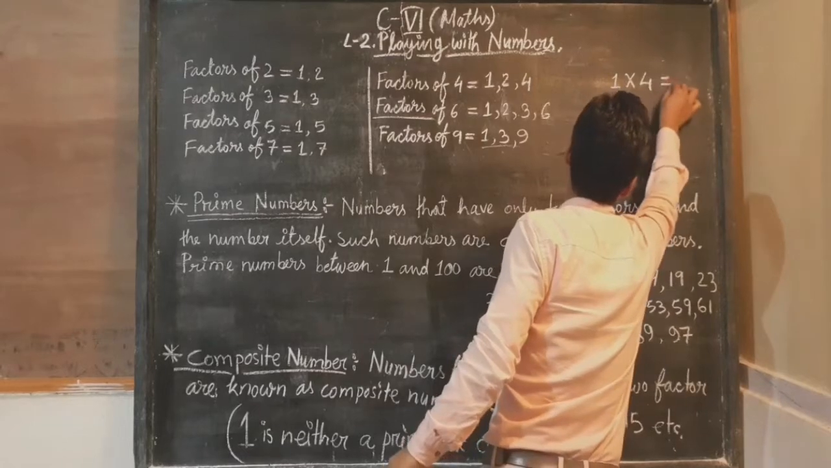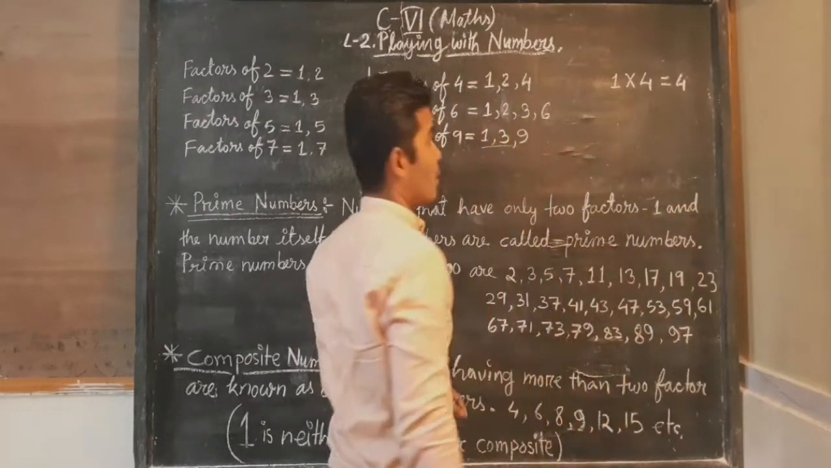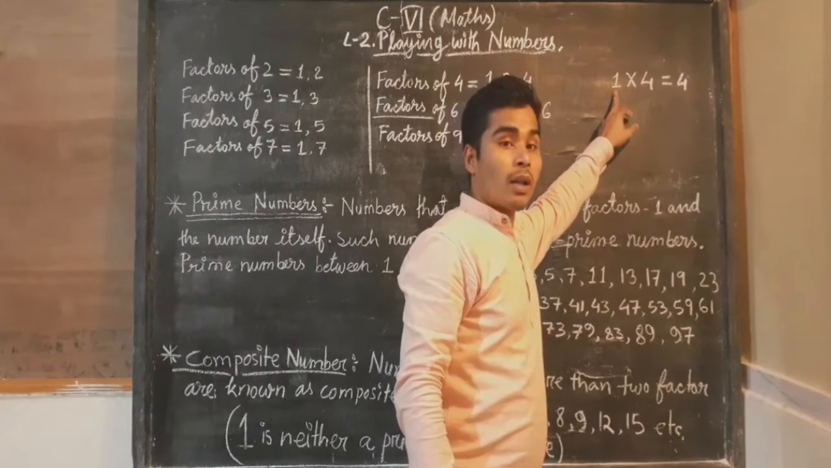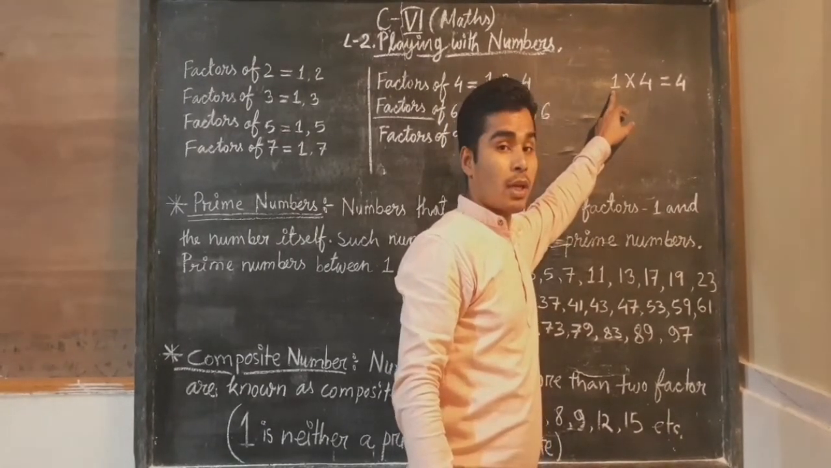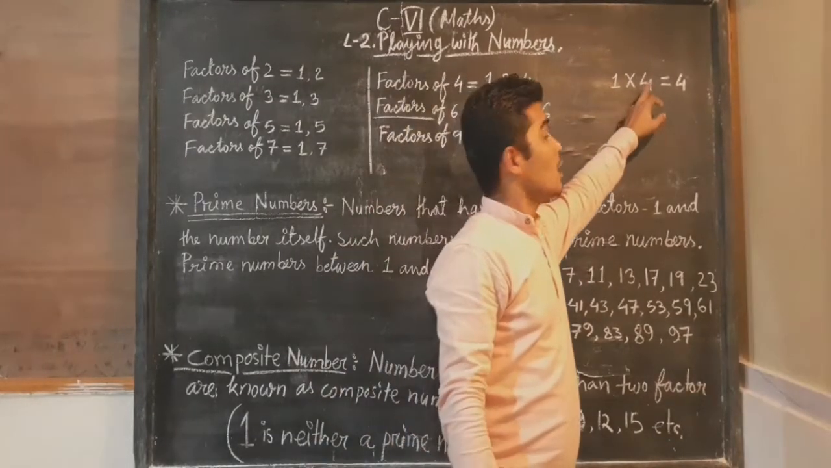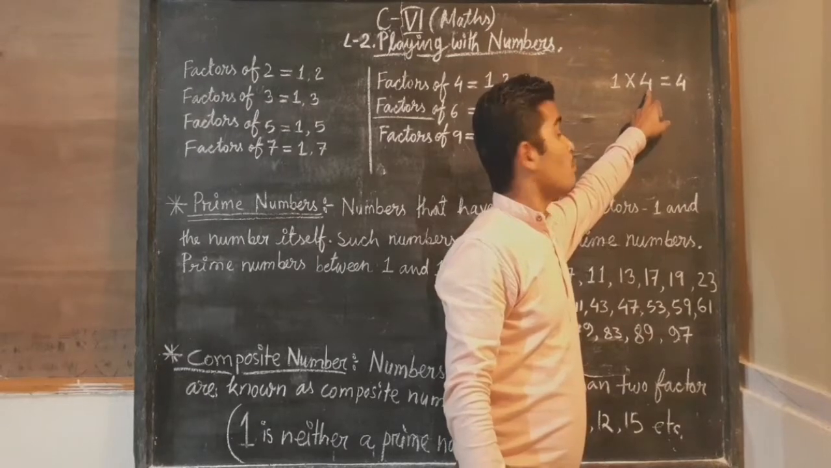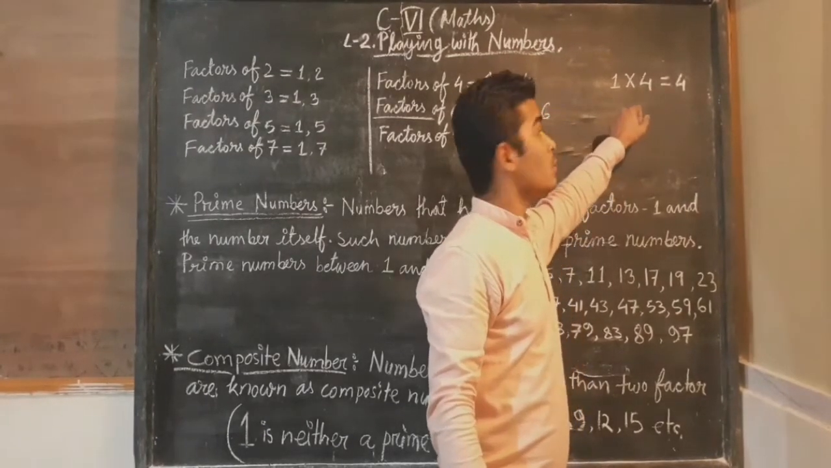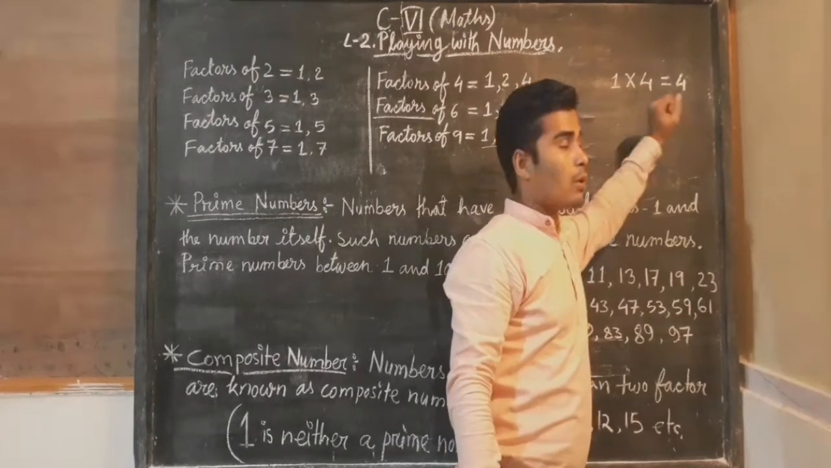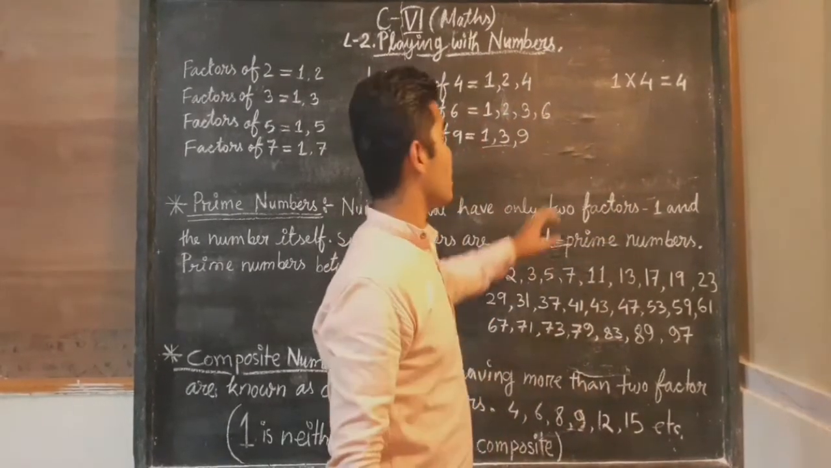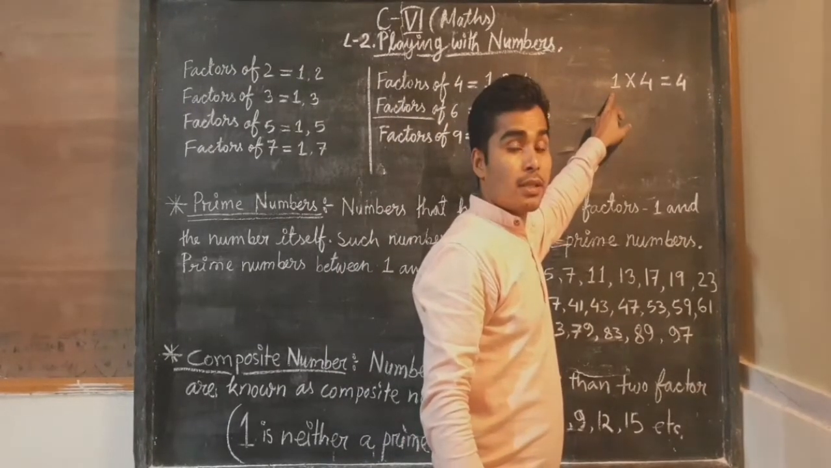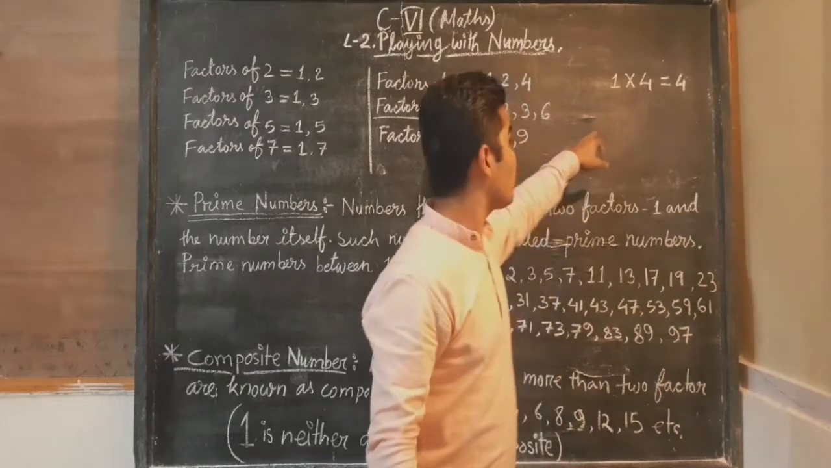1 times 4 is 4. So you can see the smallest factor of a number is 1. We say 1 is a factor of every number. And the greatest factor of a number is the number itself. You can see 4 is also a factor of 4. So these two numbers, 1 and 4, are factors of 4. Now we move to the next table. After 1, which table do we get? We get the second table, that is the multiplication table of 2.